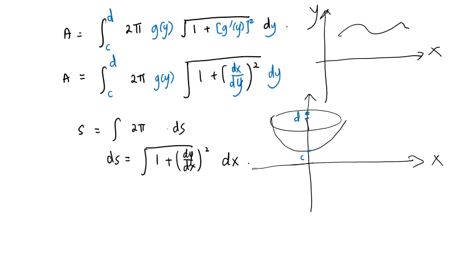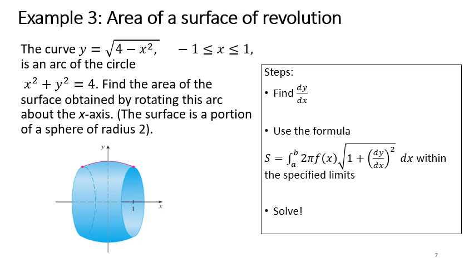And you can also manipulate this in terms of x, and dy over dx and dx. Just look at which axis the curve is rotated about, and then you can choose either this notation or this notation to find the area of a surface of revolution. Okay, let's do an example to find the area of a surface of revolution.